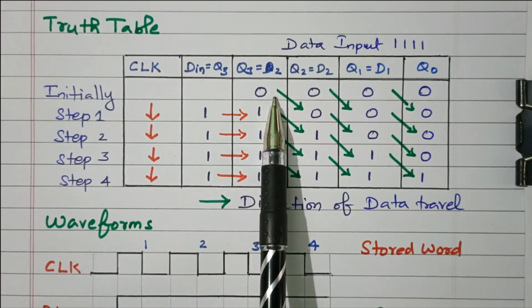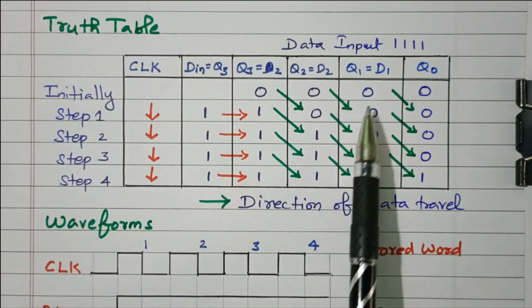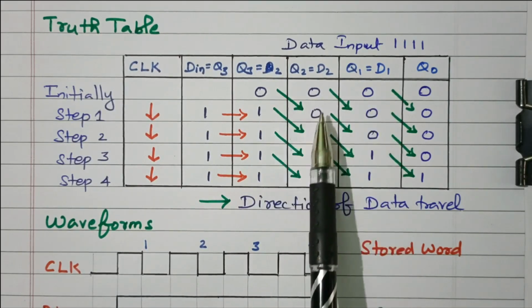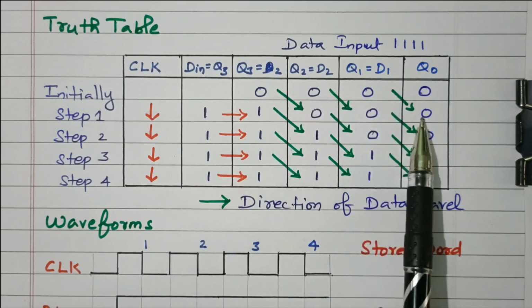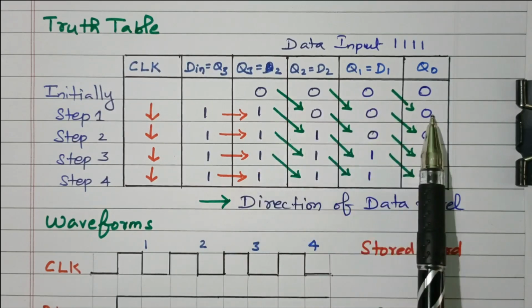The data available here is moved to the next flip-flop. So this 0 is applied here, this 0 is applied, this 0 is applied. So it becomes 1, 0, 0, 0.